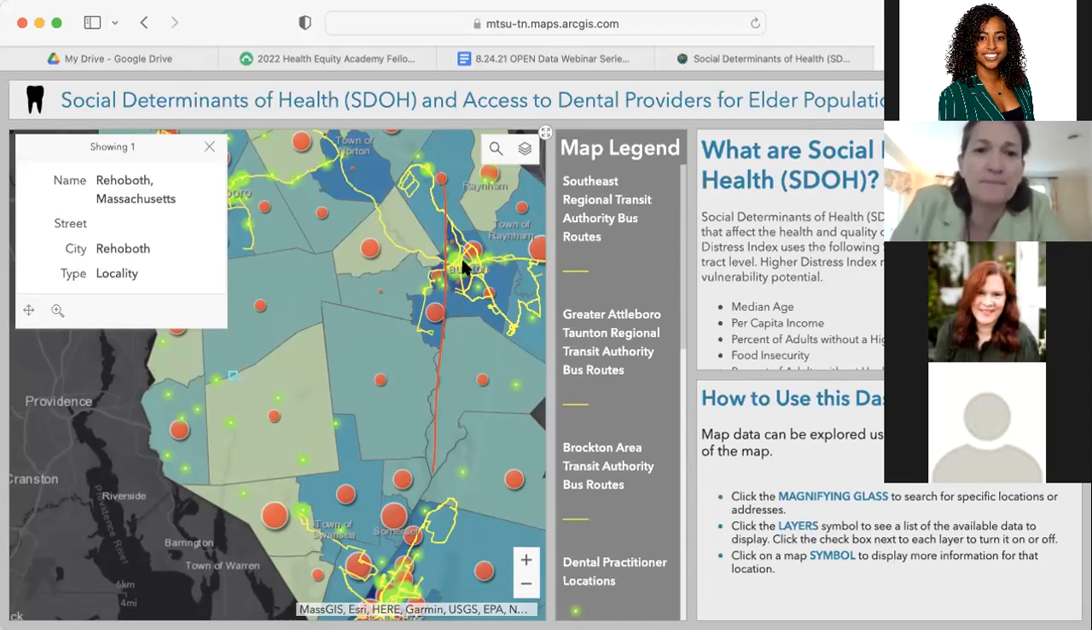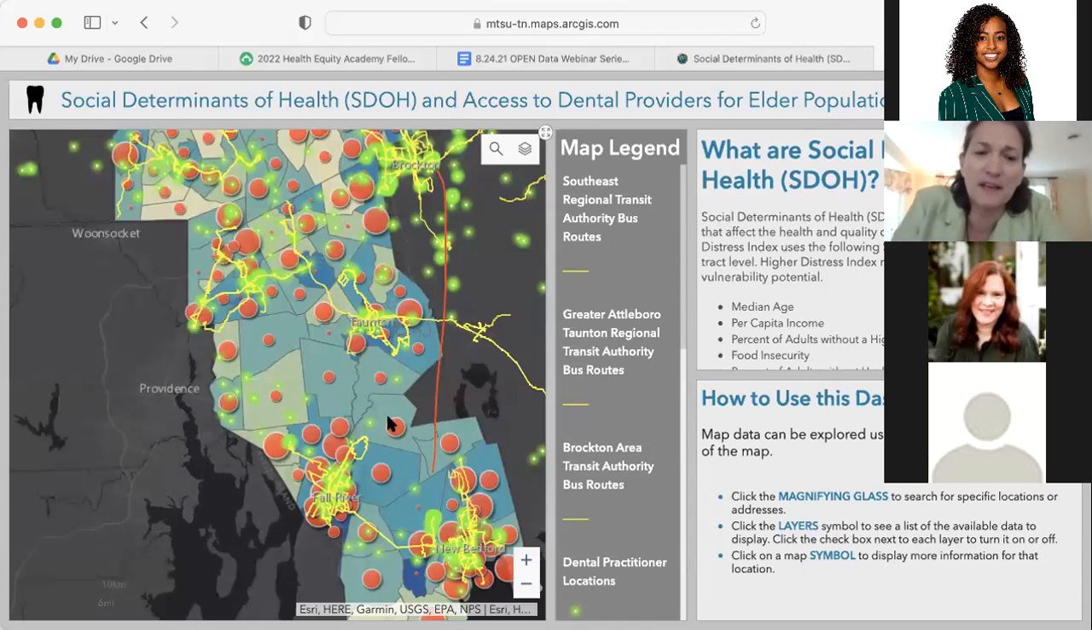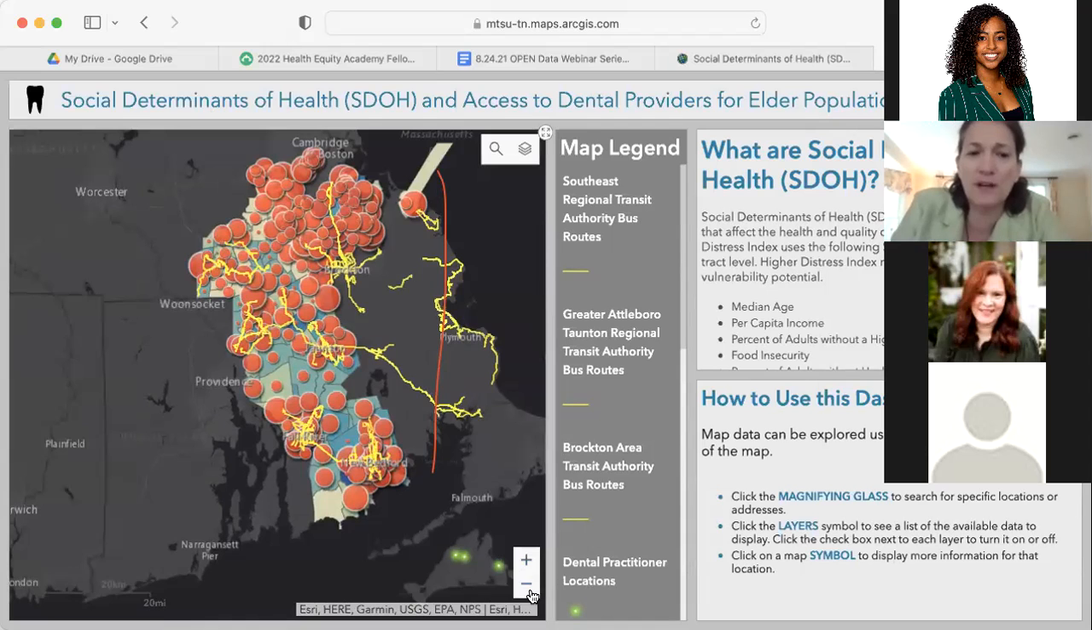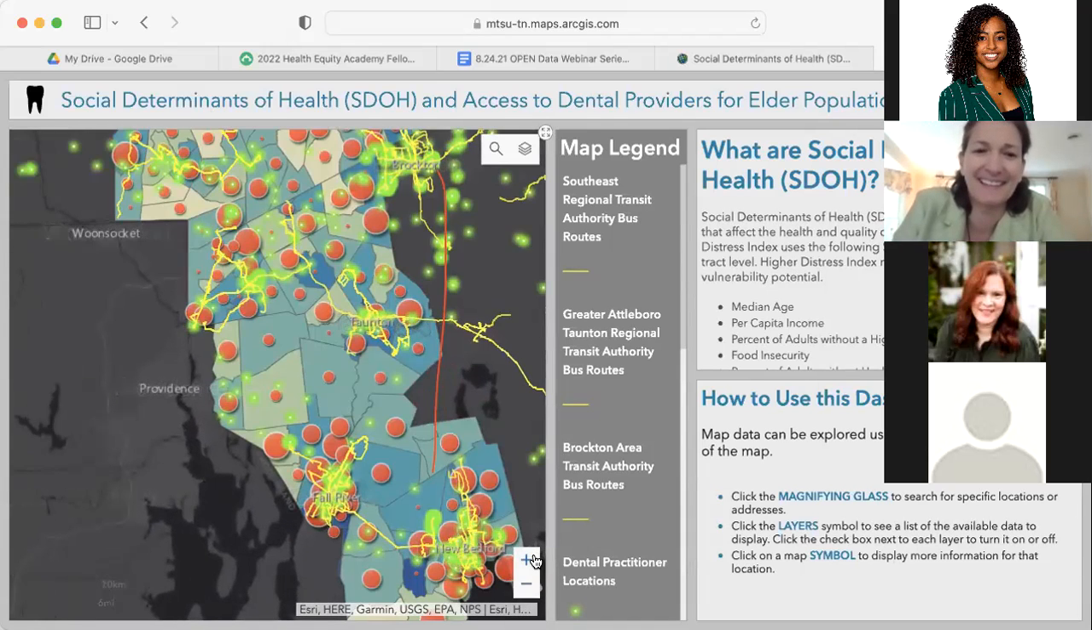Okay, can you just spread out the map now? We can take Rehoboth off, thanks. So the other thing we were looking at was future planning of clinics. We wanted to see where it would be best to put clinics for future planning. And we've identified the area.